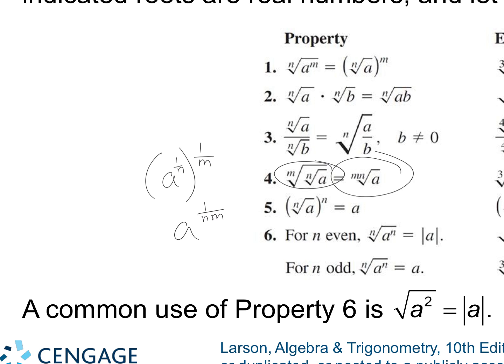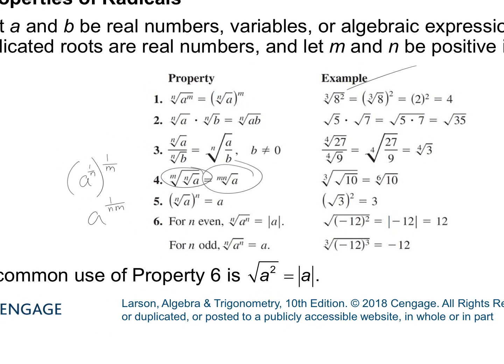So as you can see, we have the cube root of the square root of 10. Remember, this square root of 10 is a 2. So we can just go ahead and do 3 times 2 to get the 6th root of 10.